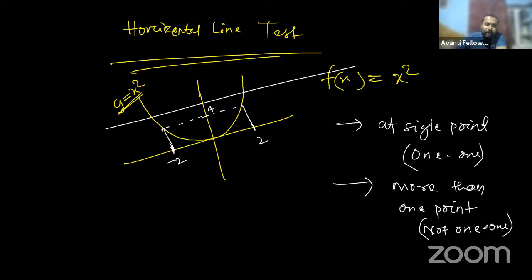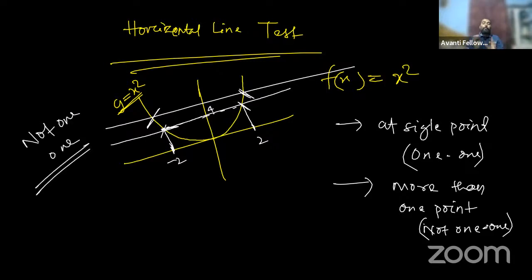So that's why here you can see the horizontal line intersecting the graph at 2 points. Here also you can say the horizontal line intersecting the graph at 2 points, more than 1 point. That's why this function is not 1-1. If you know the graph of any function, then you can easily verify whether that function is 1-1 or not. Is it clear to everyone? Guys, shall we move to the next thing?